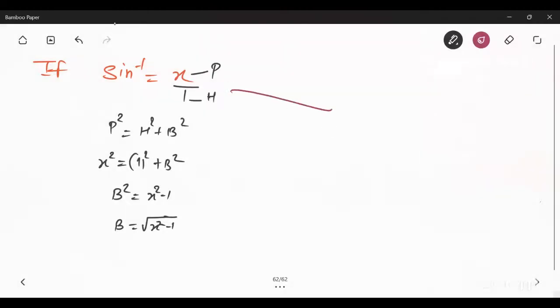So sin inverse x is equal to x upon 1, which is equal to cos inverse of base upon hypotenuse. What is base? Under root 1 minus x square upon hypotenuse, which is 1. Also, we can write it in terms of tan inverse. We know that tan inverse is perpendicular upon base. Perpendicular is x and base is under root 1 minus x square. So tan inverse is x upon under root 1 minus x square.